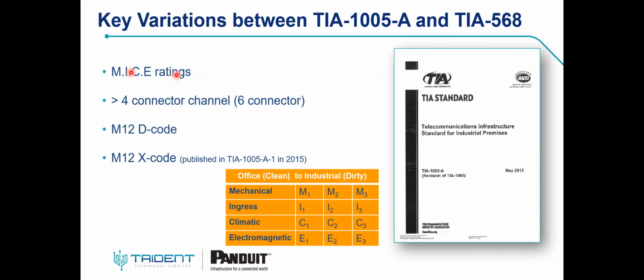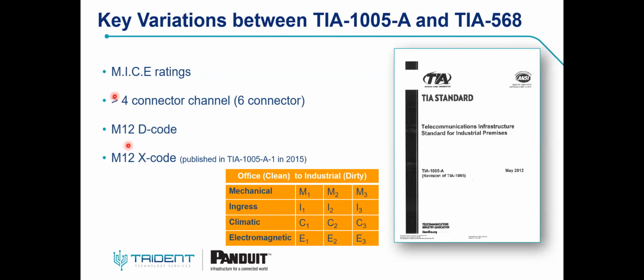The second addition is a greater number of connectors. As we said, TIA 568 only allows for 4 connectors per channel, but now TIA 1005 allows a maximum of 6 connectors per channel. Finally, another introduction in the TIA industrial standard is the M12 connector.